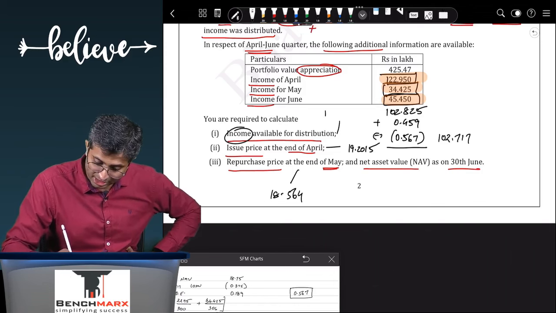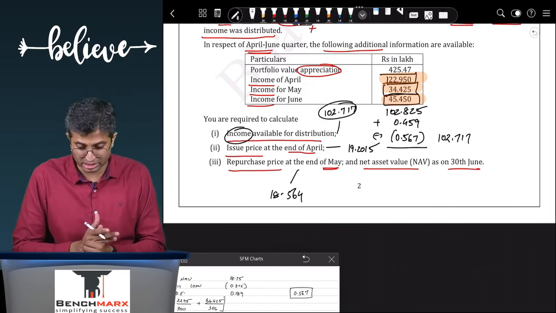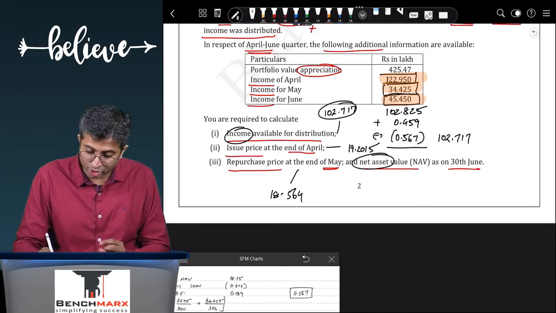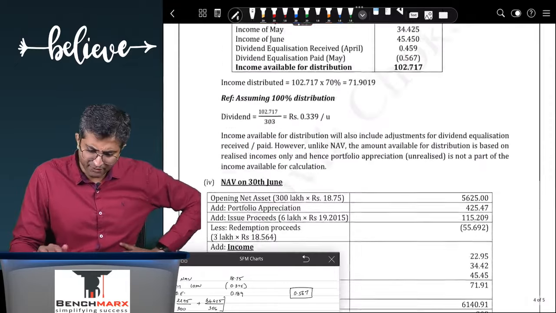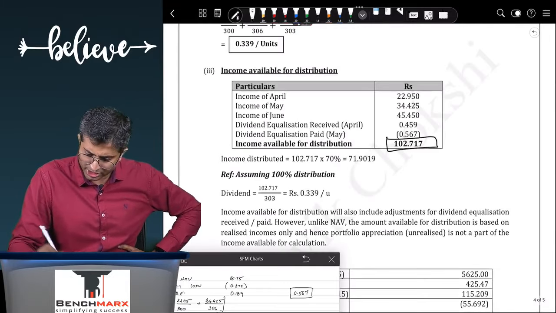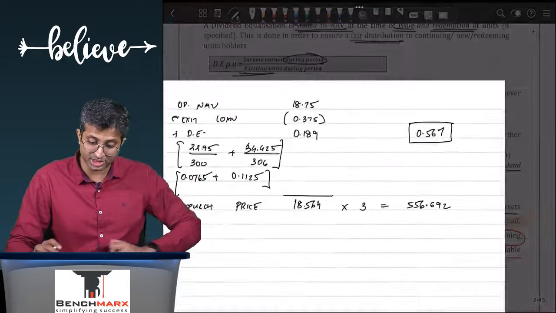So this is your answer for income available for distribution, 102.717, and hence we are left with the last part. The last part asks you to calculate the NAV as on 30th June. I'll just verify the income available whether it is correct or not. That's right, 102.717, out of which obviously 70% will be paid out as dividend.